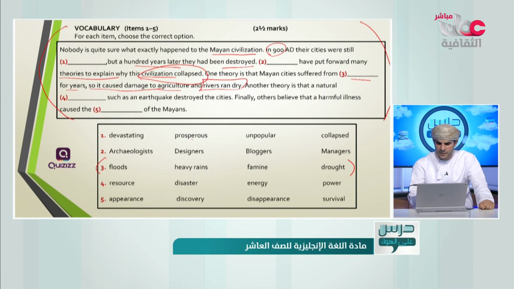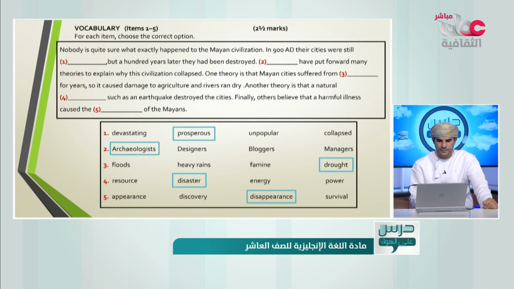Okay? Another theory is that a natural what, such as earthquake. What do we call earthquakes and volcanoes? Yes, these destroyed the cities. Finally, others believe that a harmful illness caused the appearance, discovery, or disappearance, which means what, of the Mayans. You see? When you read between the lines, it will become easy. We have to run now.